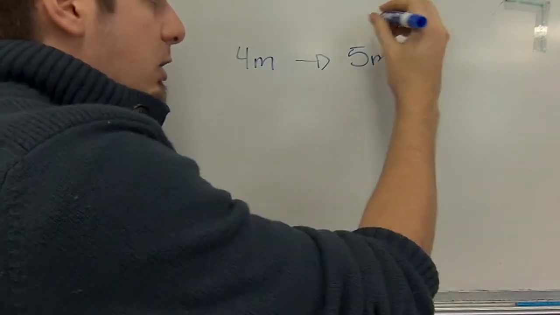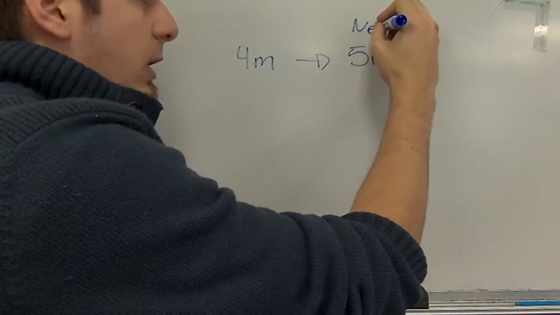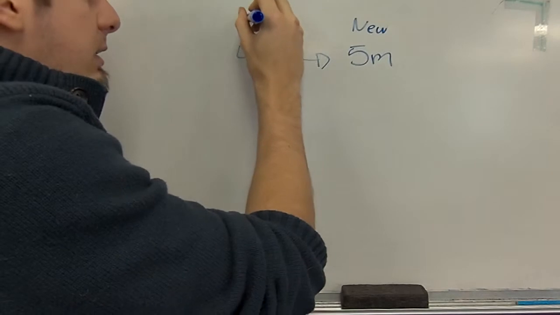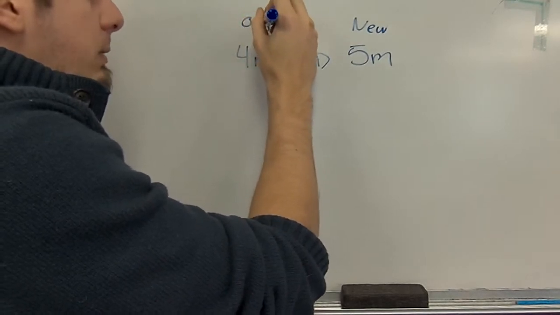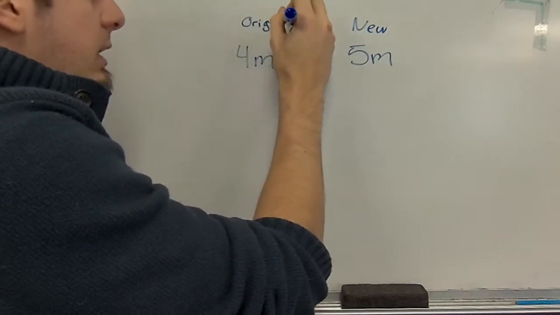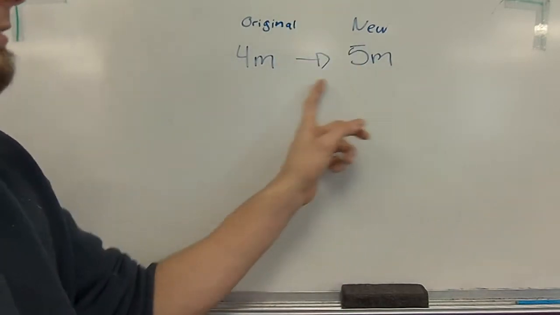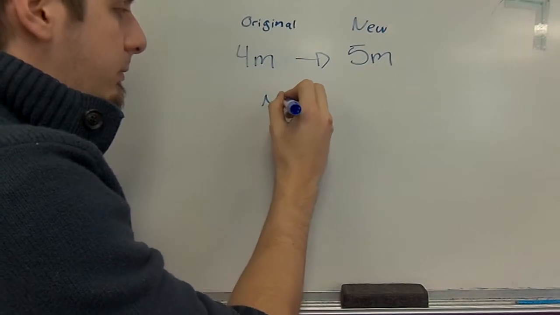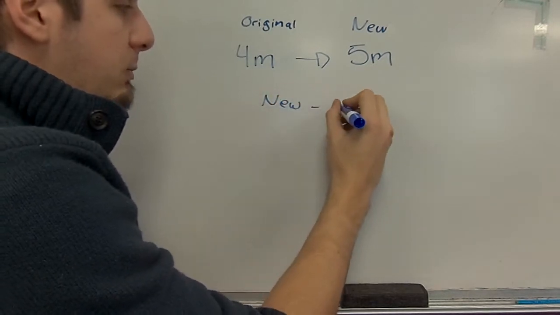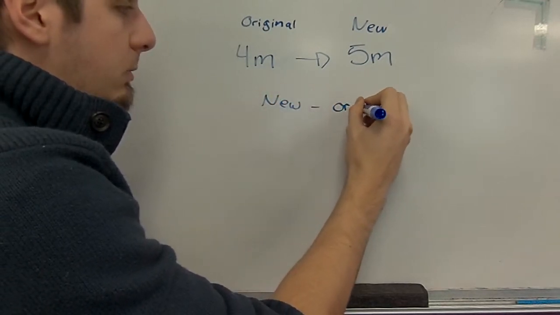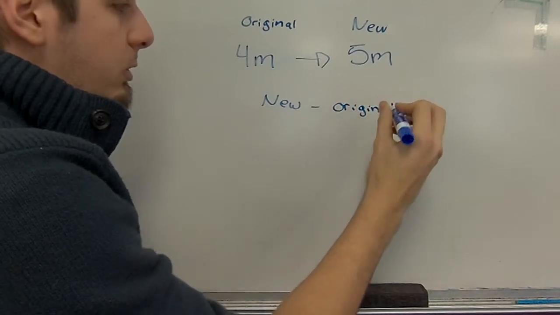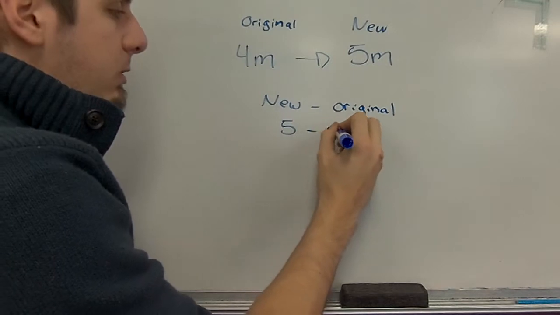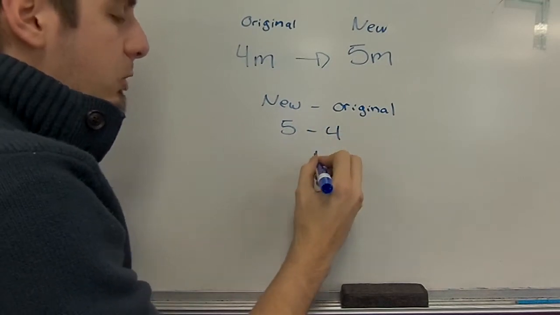So here's the new, or the current, or the present, and here's the original. It was at 4 meters, and it is now at 5 meters. So you're going to take the new and subtract the original from it. So you're going to do 5 minus 4, and you find out that there was a change of 1.